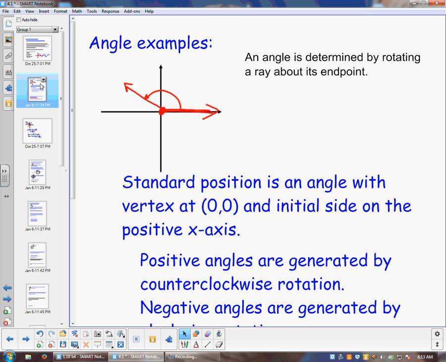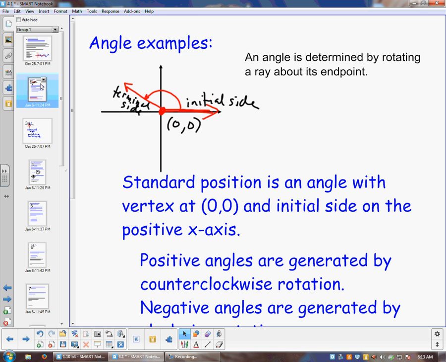So there's a rotation associated with an angle in trigonometry. The standard position is an angle with its vertex at (0, 0), like we see here, and the initial side on the positive x-axis, just like I've drawn it here. So this would be the initial side. And then we rotate from the initial side to get to the terminal side, and the terminal side could be anywhere.